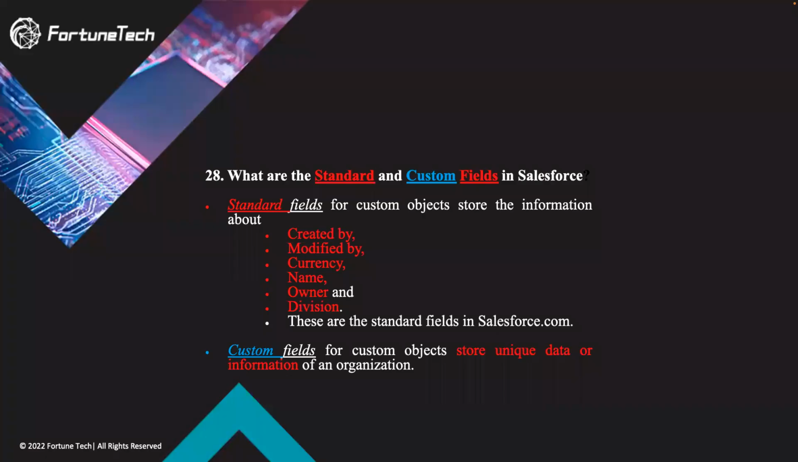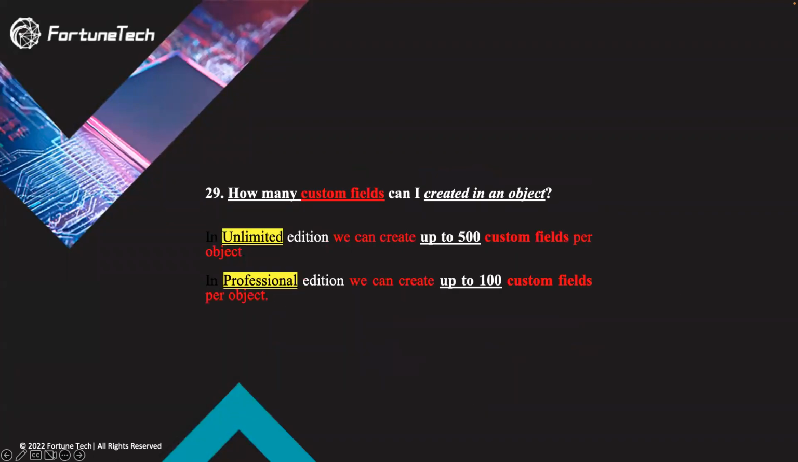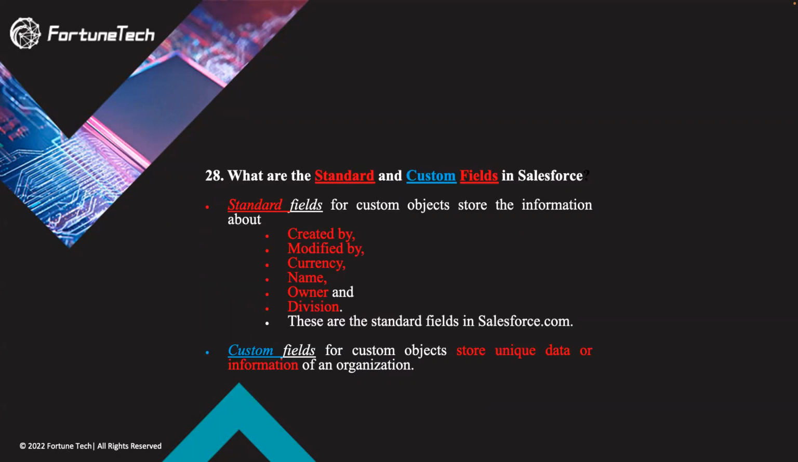And let me share the screen. These are the ones: created by, modified by, currency, last modified by. These are not all of them. For example, division, I have never seen the division, but it says division also.